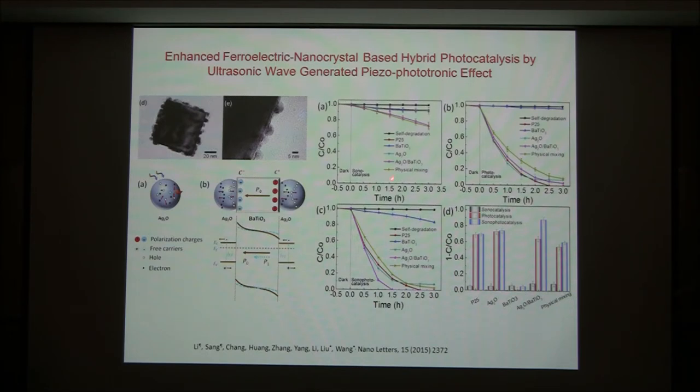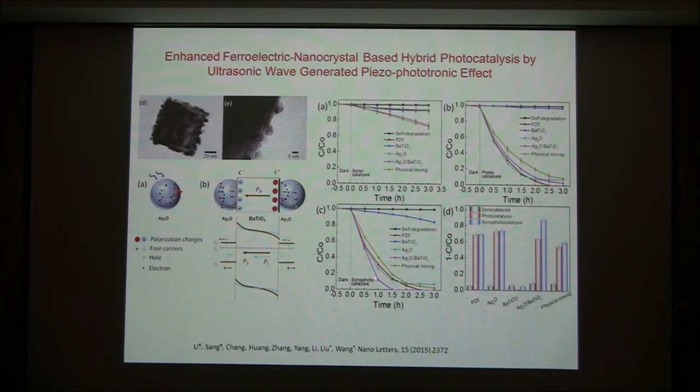You can see the data shows that. This is only with the sonic wave. You can see there is a little degradation of the chemicals. Now, if you only apply photons, you can have the effect here. This is the silver with the BTO, the silver nanoparticle, which is the pink curve here. But now, if you put the sonic wave excitation and the photon excitation together, you can see the pink curve is here, which is the best of all. This is enhancement, compared to only a silver particle.